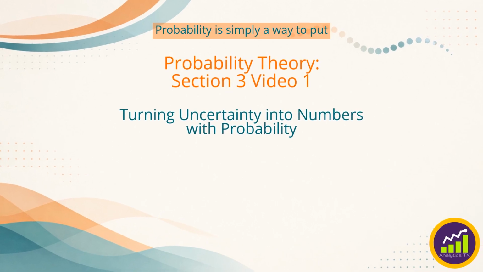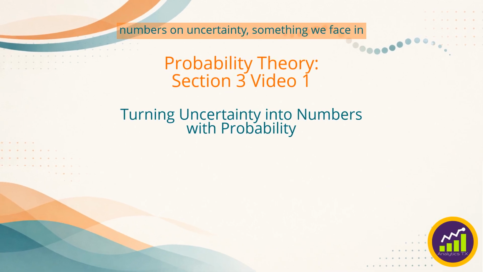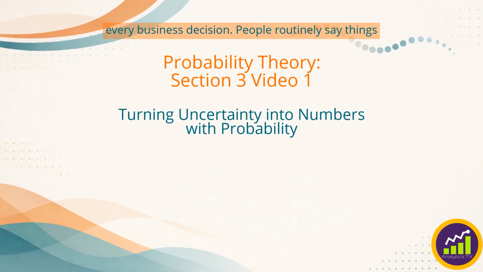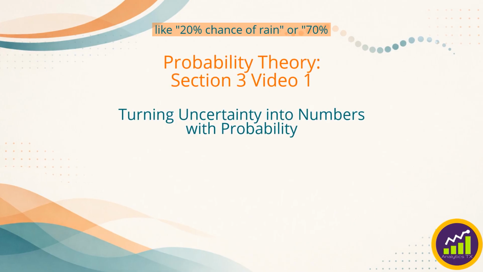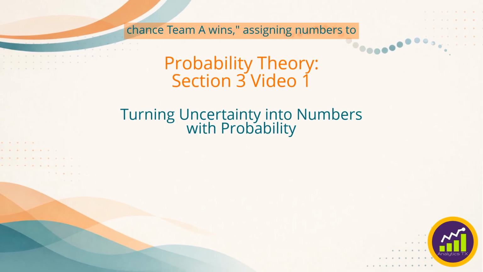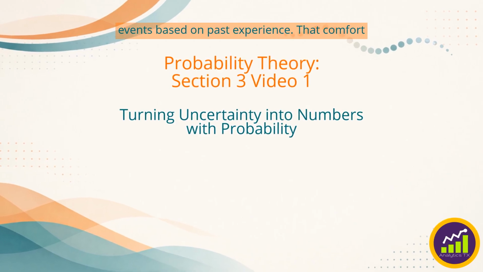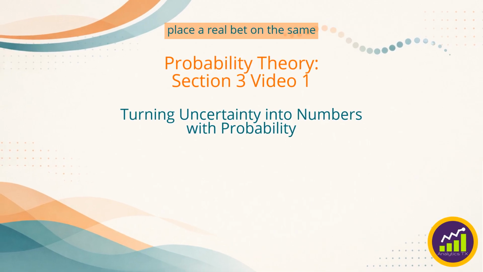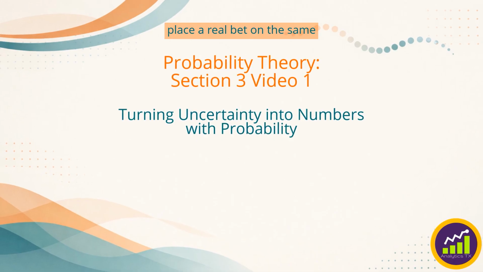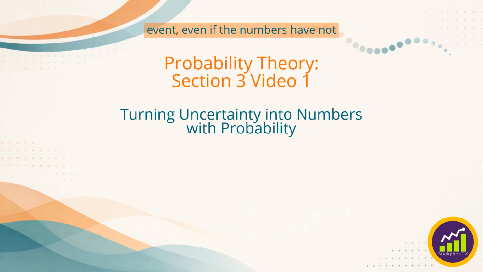Probability is simply a way to put numbers on uncertainty, something we face in every business decision. People routinely say things like "20% chance of rain" or "70% chance team A wins," assigning numbers to events based on past experience. That comfort often fades when they are asked to place a real bet on the same event, even if the numbers have not changed.